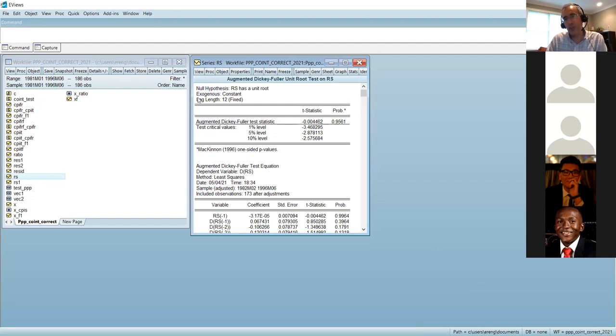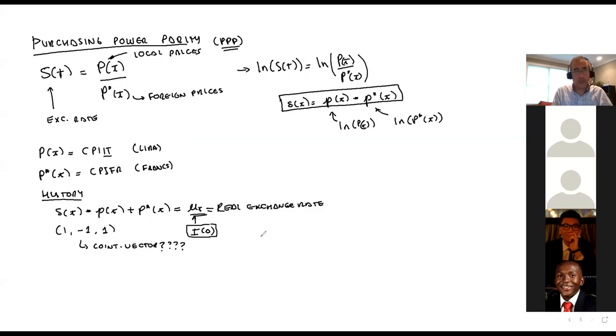Now, based on the results that you have here, guys, is my real exchange rate stationary? No. No, because the p-value of 0.95 is much, much, much larger than 0.05. So we fail to reject. So my real exchange rate is not stationary. So what we are saying, guys, is that this cointegration relationship does not satisfy this one here. So if we use pure theory, PPP does not hold.